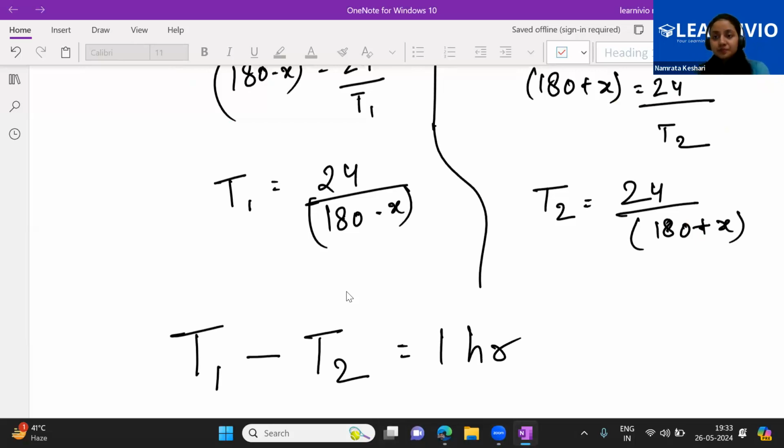Is it clear? When speed is more, time will be less. Speed is less, time will be more. Getting it?